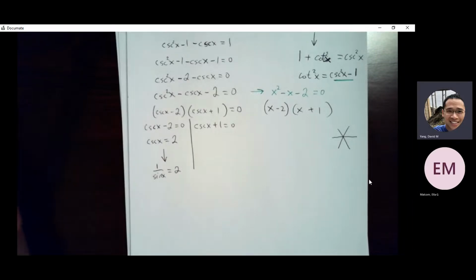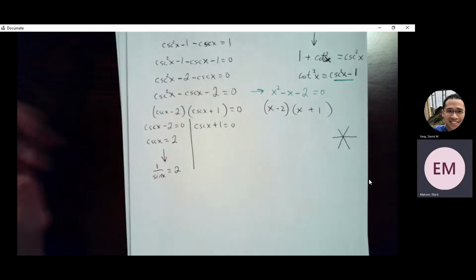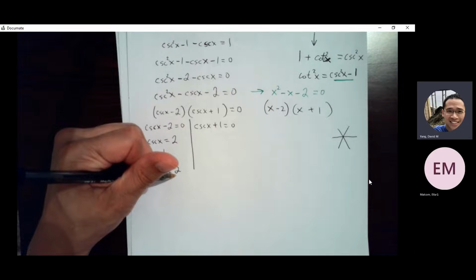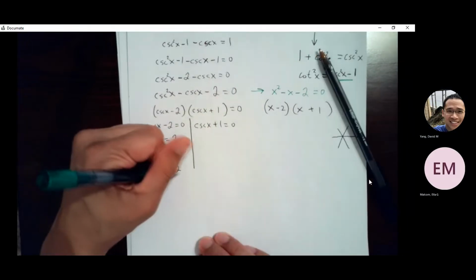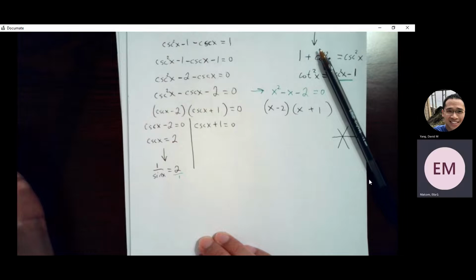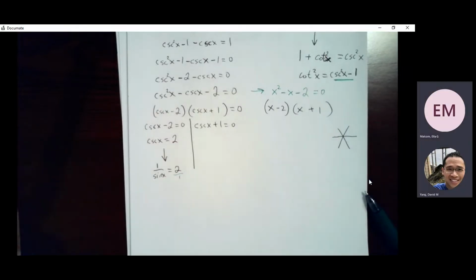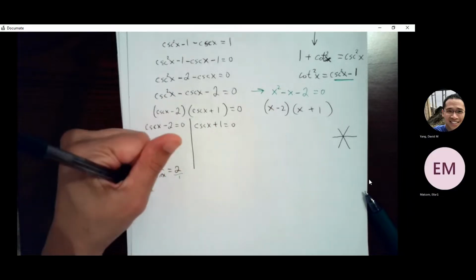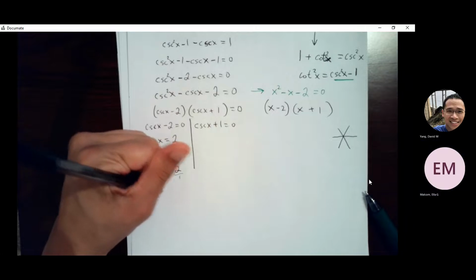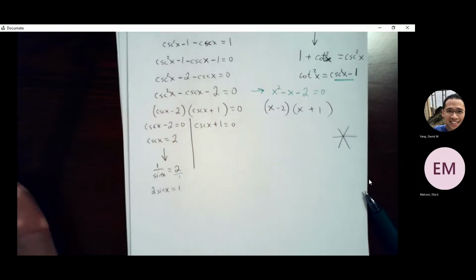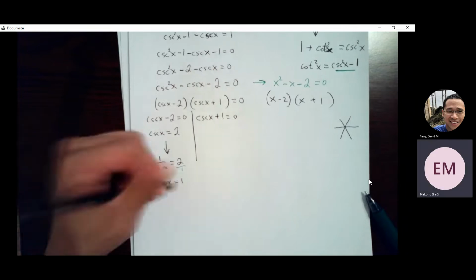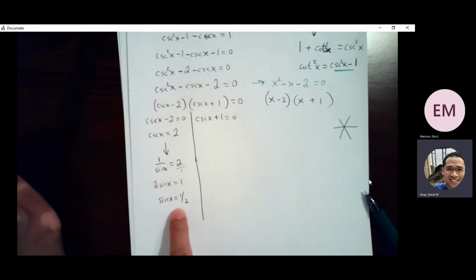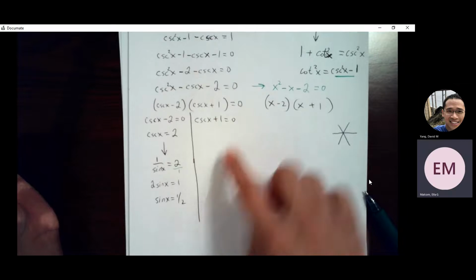So what if we just solve for sine? When sine equals 2. Well, what if we cross multiply? Maybe easier to see it. So 1 equals 2 sine x. What's sine x equal? Sine x equals 1. No, sine x equals 1/2. There we go. So we'll come back to this because we can find this on the inner circle. Do this one.